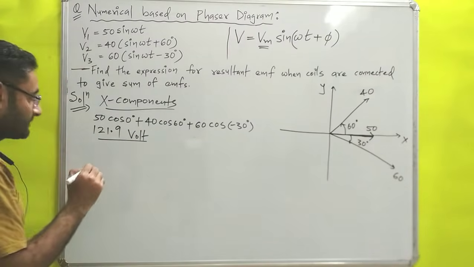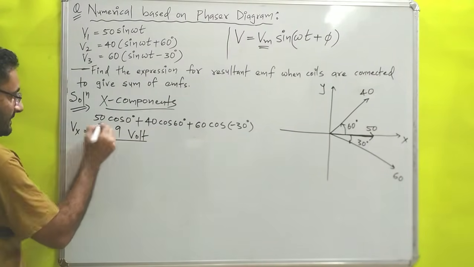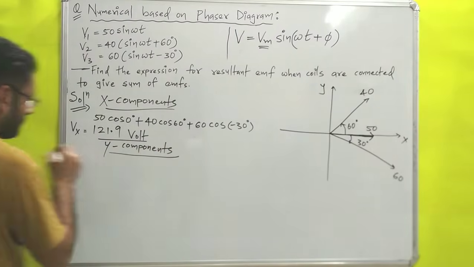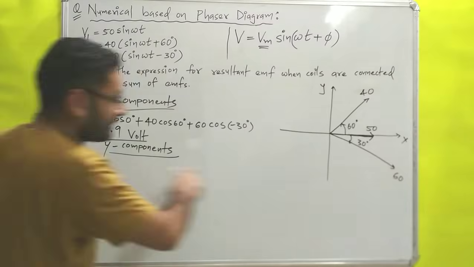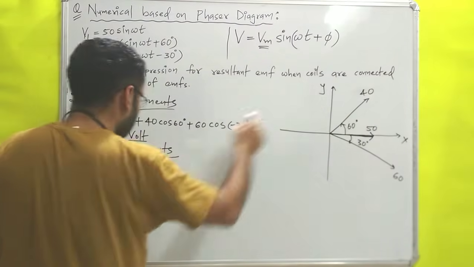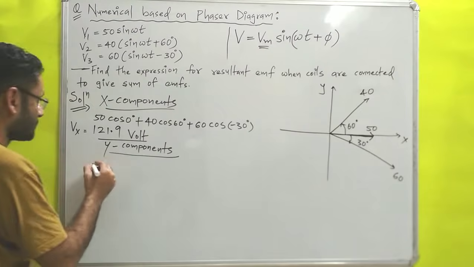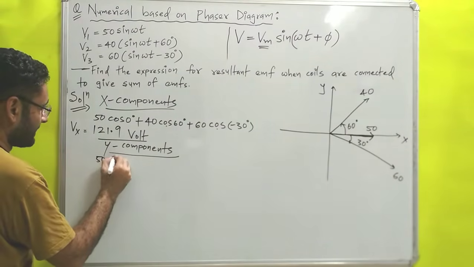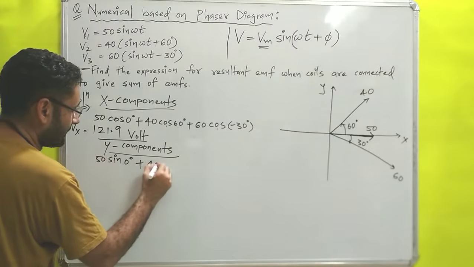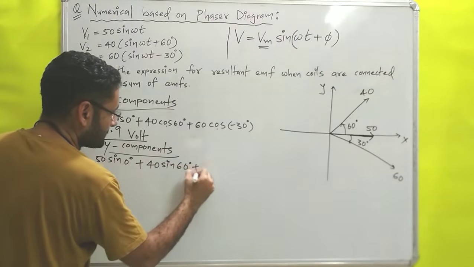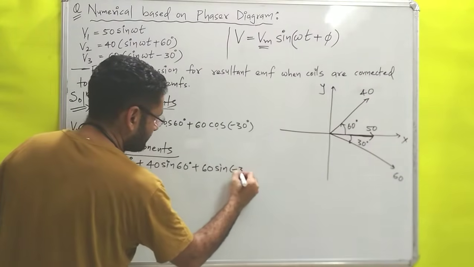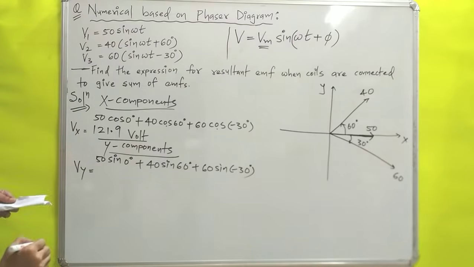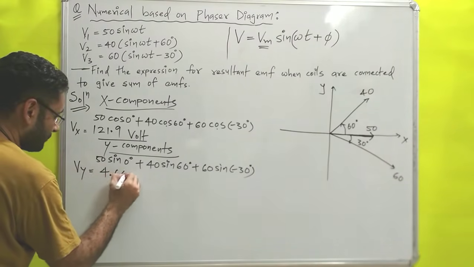Okay, that is your x component, so I can write Vx. Similarly, I will find the y component. How will I find it? Y component means the sine component, the y-axis component. So simply, instead of cos, I will replace with sine: 50 sin 0 plus 40 sin 60 plus 60 sin(-30 degrees). If you calculate this value, you will get Vy as 4.64 volt.